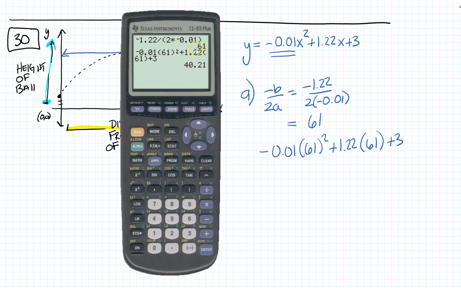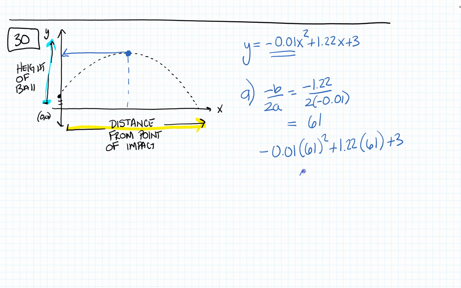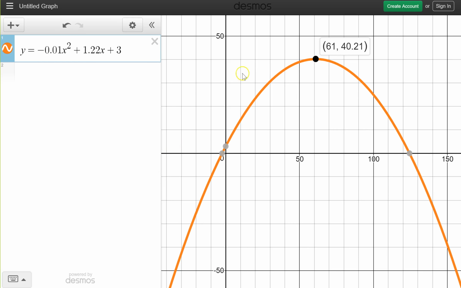Push enter. I'm getting 40.21. So this is going to be about 40.21 feet high. I can verify that for you also on Desmos. When I graph the function, remember x is the horizontal distance, y is the height in feet, so 40.21.